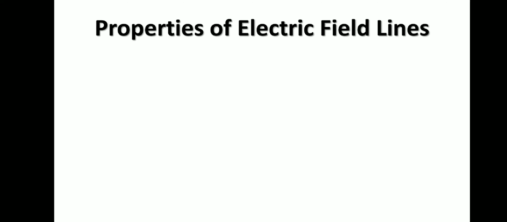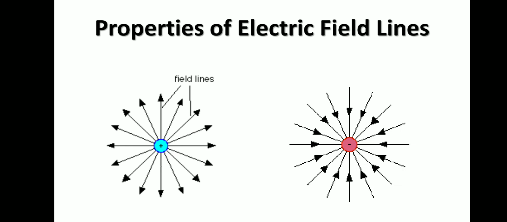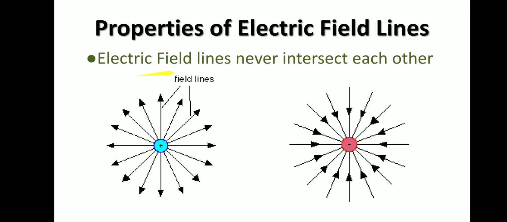So moving ahead with some more about electric field, that is properties of electric field lines. Let us discuss. I am watching here a positive charge around which there are the electric field lines. These electric field lines can never intersect each other. These are separated like this. For the negative charge also, the electric field lines can never intersect with each other. They are separated. So we can say that the electric field lines never intersect each other.